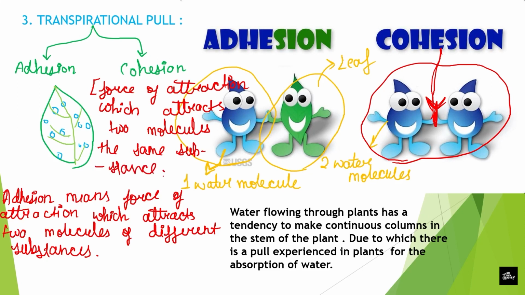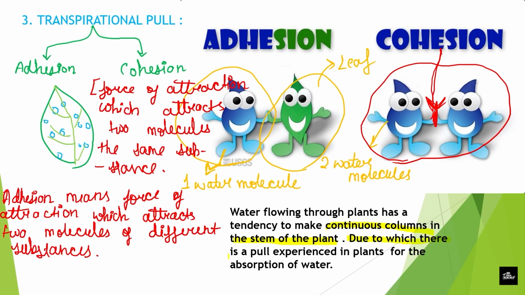Now, due to this adhesion and cohesion, water which flows through plants has a tendency to make continuous columns in the stem of the plant, due to which there is a pull experienced in plants for the absorption of water. Due to these two forces, what happens? Water when it flows inside the stem makes long, continuous columns in the stem, due to which the affinity for water increases. And if the affinity for water increases, then the plants are going to absorb more water.